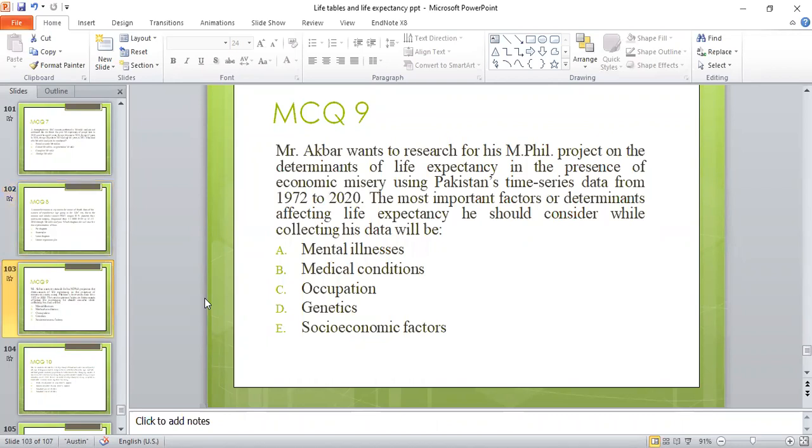MCQ 9. Mr. Akbar wants to research for his MPhil project the determinants of life expectancy in the presence of economic misery using Pakistan time series data from 1972 to 2020. The most important determinant affecting life expectancy he should consider while collecting his data will be mental illness, medical conditions, occupation, genetics, or socioeconomic factors. What will be the most important? E, socioeconomic. All the other factors may affect, but socioeconomic factors are the most important.